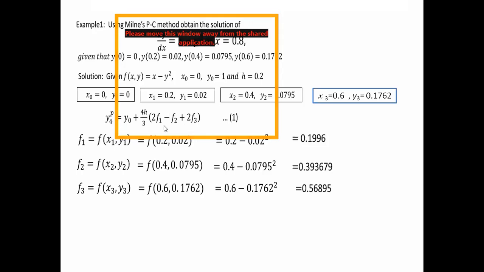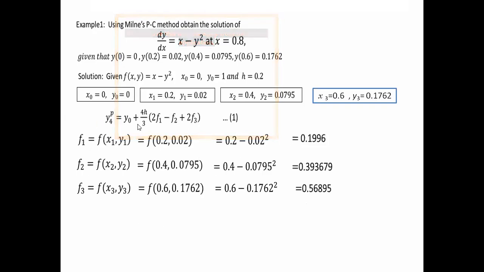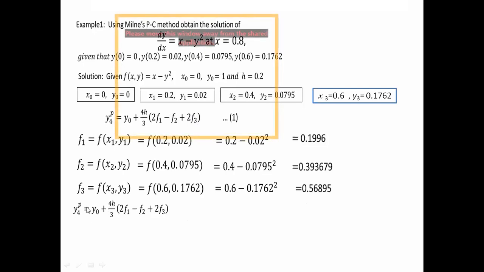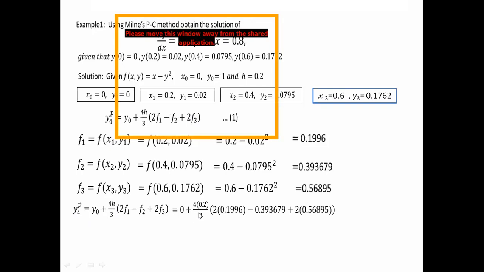So to predict the value of y at x is equal to x4, only the values of f1, f2, f3 must be known. Once they are obtained, substitute in the formula. So the predicted value of y is denoted by y suffix 4 to the power p. The formula is y0 plus 4h by 3 into 2 times f1 minus f2 plus 2 times f3. Since all are calculated here, substitute in the formula. So we get y naught is 0 here.